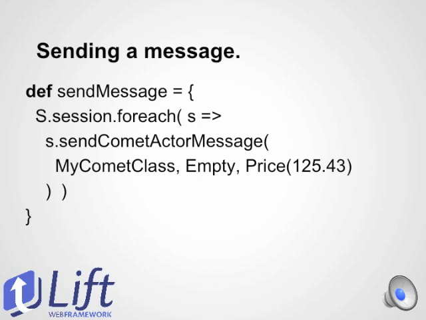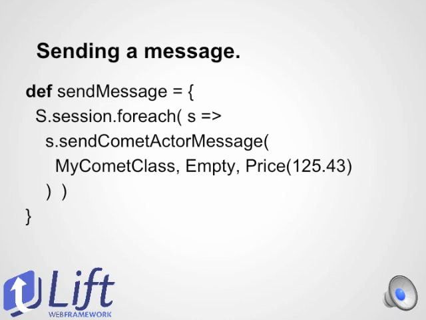So we go ahead and open the session. The session is a Box, and we use foreach to get inside the box. Once we are inside the box and dealing with the actual session, we call this method sendCometActorMessage, and it takes 3 parameters. The first one is the name of the class of your Comet actor. In this example, it is my Comet class.